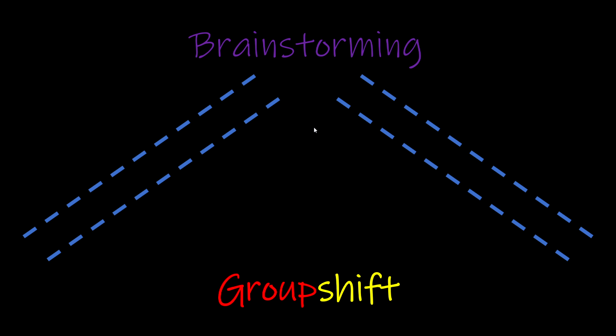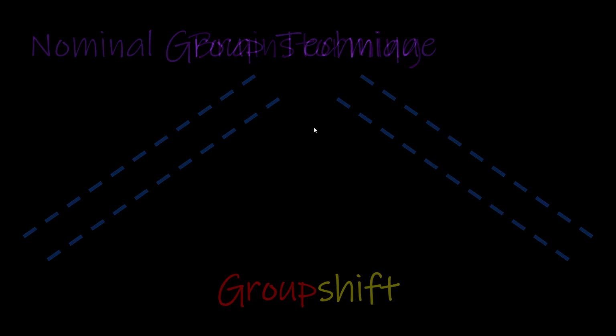All right, so how do we address these issues of groupthink and group shift in brainstorming? One tool that we can use is called the nominal group technique. What the nominal group technique does is it basically combines the best of our individual thoughts with the benefits of vetting ideas through groups.